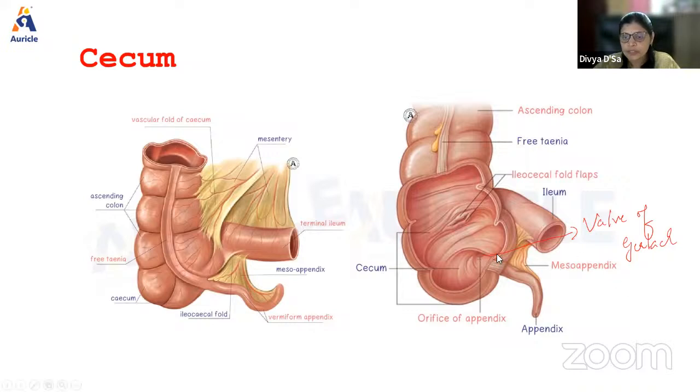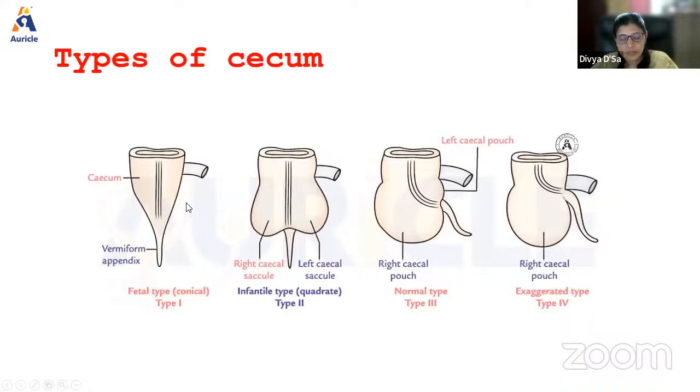That will be attached to the lower margin there. Based on the shape, we have different shapes of the cecum. At the time of birth, we see the cecum like this. This is the fetal type. Sometimes this type remains in adult life too, and then we call it the fetal type or conical type. About 2% of the population have this fetal type of cecum. Here the appendix arises from its apex, straight like this. Then the next shape we have is the infantile type, or the quadrate type.